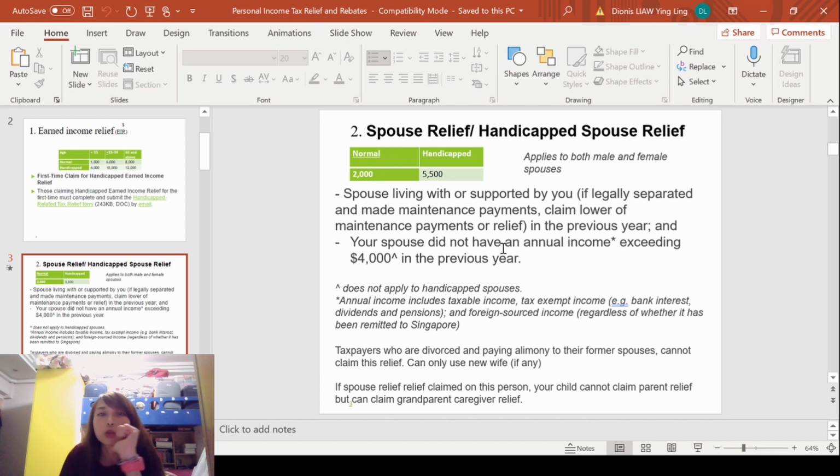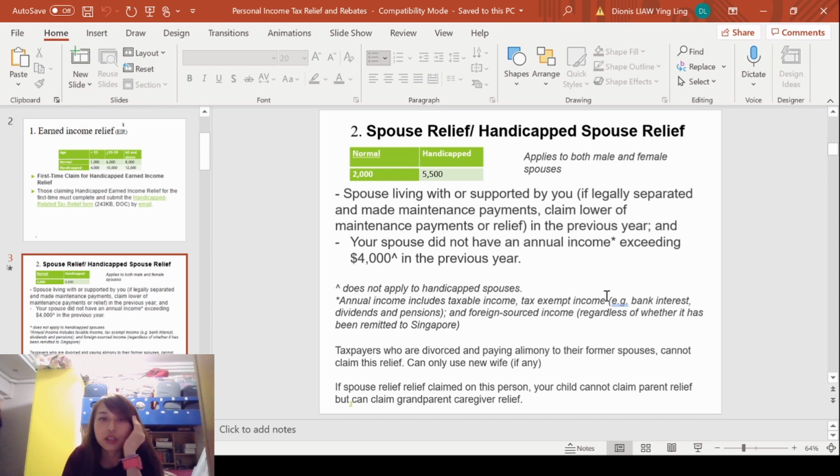To qualify for this, your spouse also cannot have annual income that exceeds 4k. Annual income, according to IRAS, is all taxable, non-taxable, and exempt income as well. So any kind of income is considered income. It's actually very easy to hit this $4,000. This $4,000 does not apply if your spouse is handicapped. You can still continue claiming this 5.5k if you live with your spouse and you maintain your spouse. Those who are divorced and paying alimony to their former spouses cannot claim this relief. You can only use your new wife to claim relief if you have any.